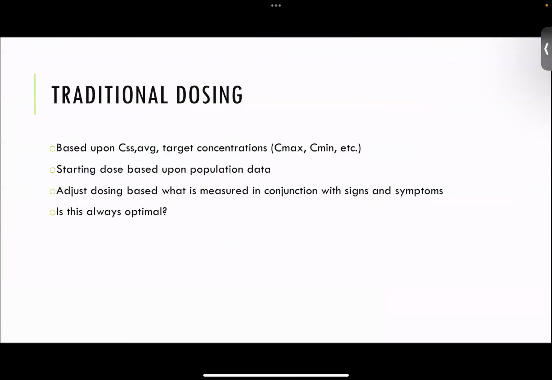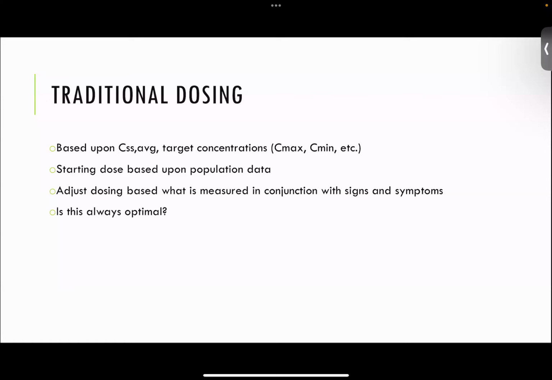So traditional dosing, like we said, is based upon CSS average target concentrations. We're keeping them within a CSS max and CSS min range usually. We always start with population data, right? So we look up in Micromedex somewhere, or we look up data to figure out how we should start in this patient, which is usually weight-based. Sometimes if the drug is cleared by the kidneys, we might have some changes based upon their kidney function on where we're starting. And then we go ahead and adjust based on the signs and symptoms and measured concentrations.